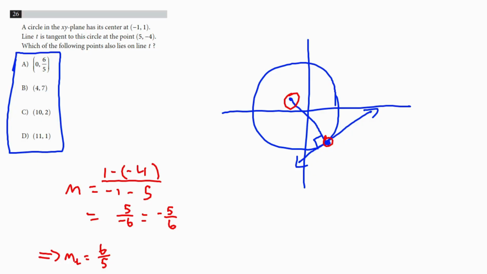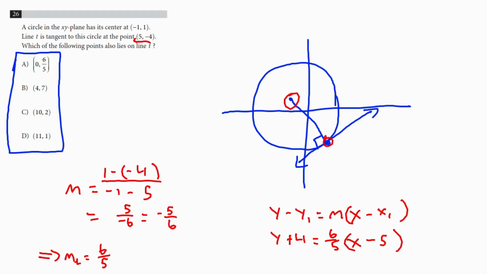So then now, let's plug in to our point slope formula for this line over here. So that'll be y minus y1 equals m times x minus x1. So y, we just leave that as y. The point is right here. This is our point. So that'll be y minus negative 4 or y plus 4 equals 6/5 times x minus 5. And then now all we have to do is just plug in all of the answer choices into this.